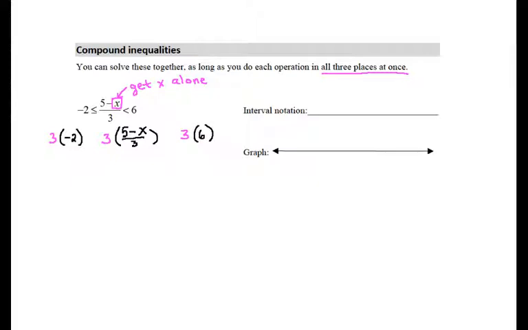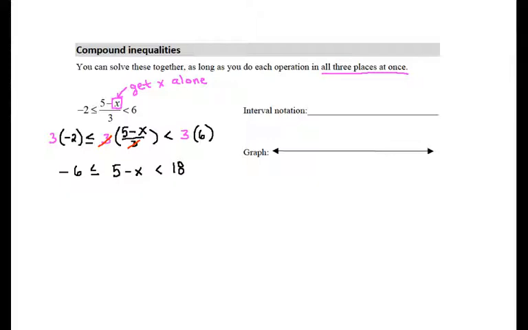Now I ask myself, okay, is this the kind of operation for which I have to flip the inequality symbols? Multiplication by positive 3 is not, so I will go ahead and keep these the same. So in the middle, multiplication by 3 undoes division by 3. Those are gone. On the left, I have negative 6. In the middle, all I have remaining is 5 minus x. And on the right, I have 18.